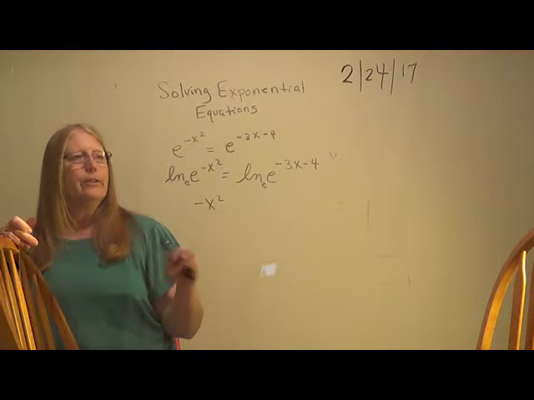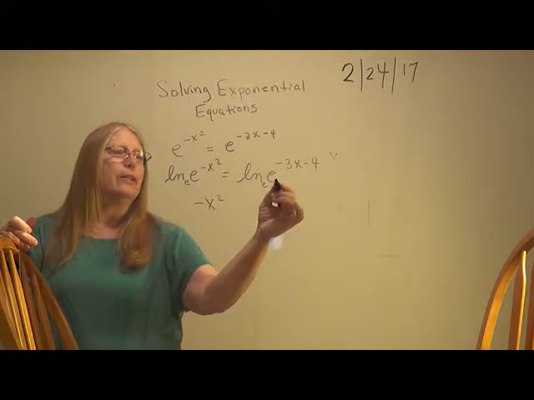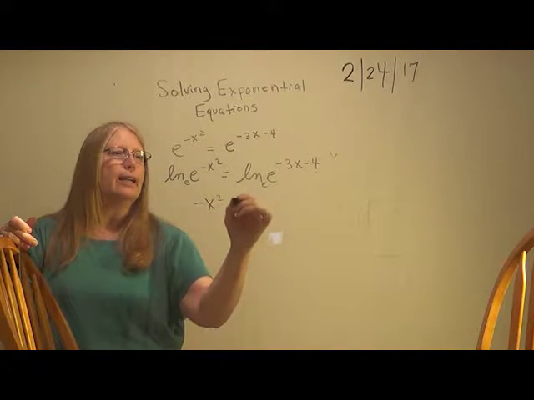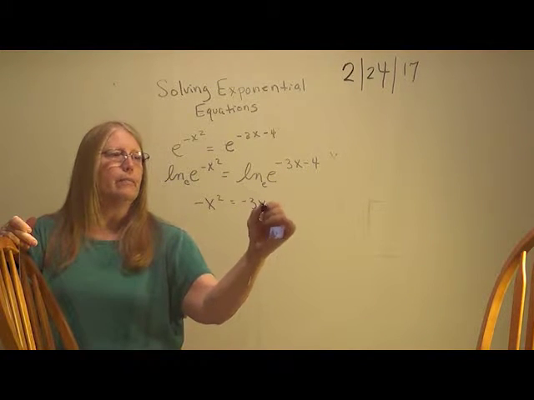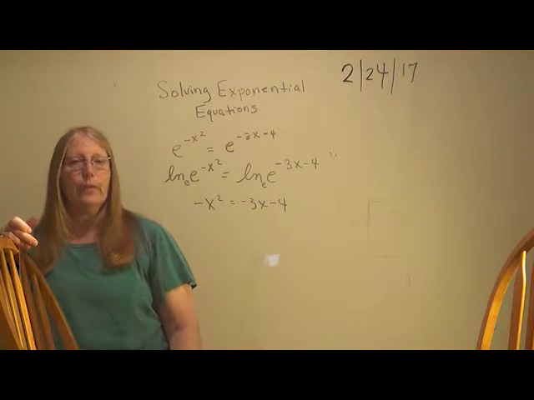So that logarithm allowed this to come down. And over here, what exponent do I give e to get e to the 3x minus 4? Well, negative 3x minus 4.